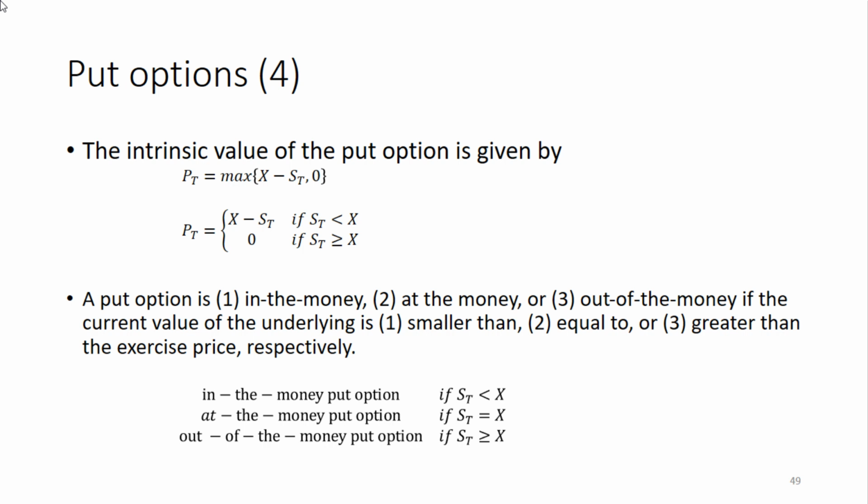A put option can be in the money, at the money, or out of the money. That's exactly the opposite from how it works with the call option, because a put option is in the money if the stock price is below the exercise price. With the call option, it was when it was above. But here, with put option, in the money when the stock price is below the exercise price, at the money when the stock price is equal to the exercise price, and out of the money if the stock price is above the exercise price.